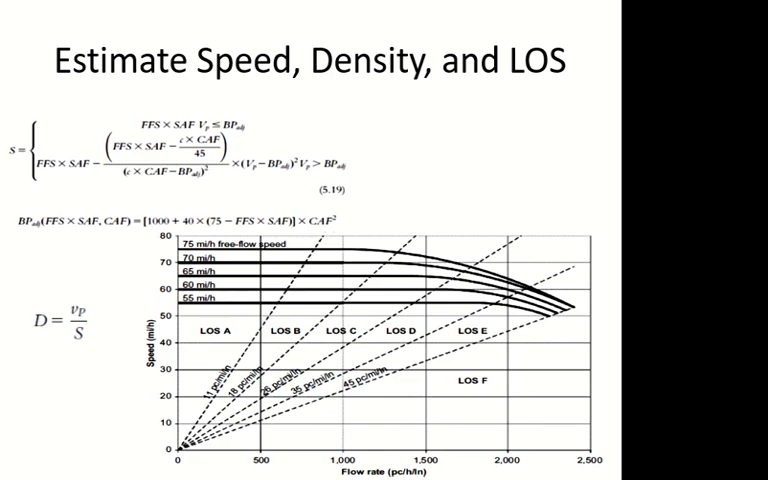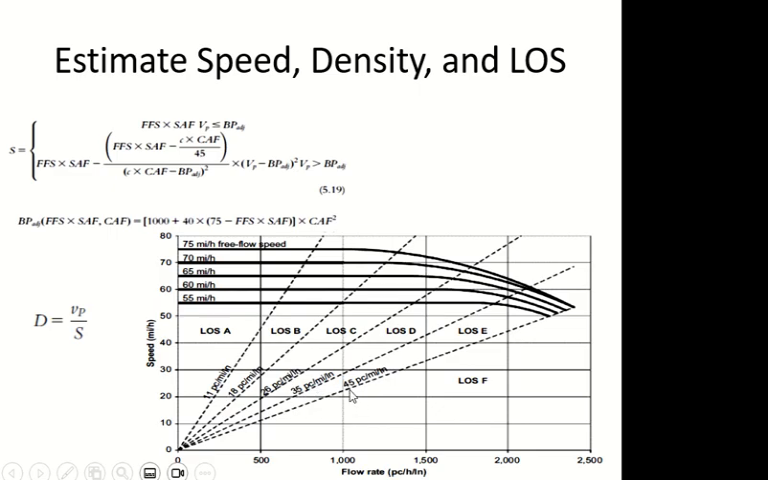Another thing you can see in the graph is these lines. So what are these lines representing? They are representing a level of service. Basically, the inclined lines represent level of service, and the maximum density of each level of service is written on these lines.